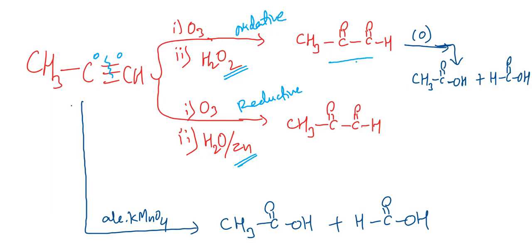So we are getting these products. In case of reductive ozonolysis, it will be the final product. But in case of oxidative ozonolysis, one more time it will get oxidation. The C double bond O, C double bond O, between them the bond will break, forming OH here and OH here also. So both are carboxylic acids forming.